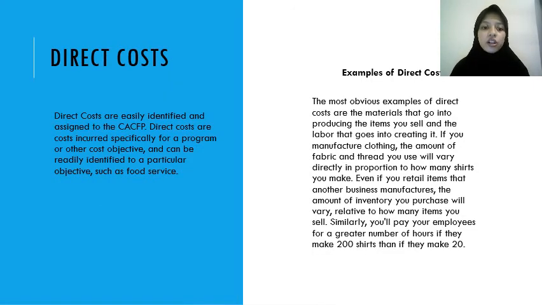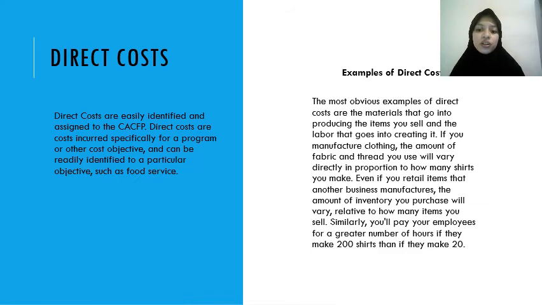Okay, direct costs. Direct costs are easily identified and assigned to CACFP. Direct costs are costs incurred specifically for a program or other cost objective and can be readily identified to a particular objective, such as food service. The most obvious example of direct costs are the materials that go into producing the item you sell and the labor that goes into creating it.